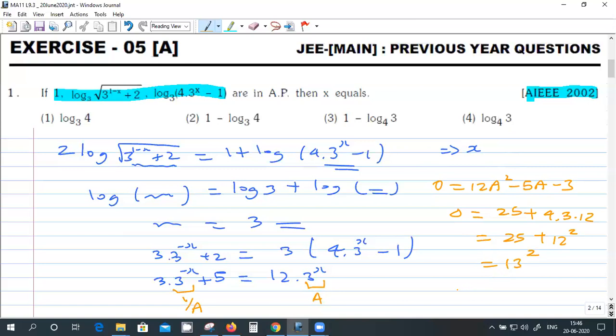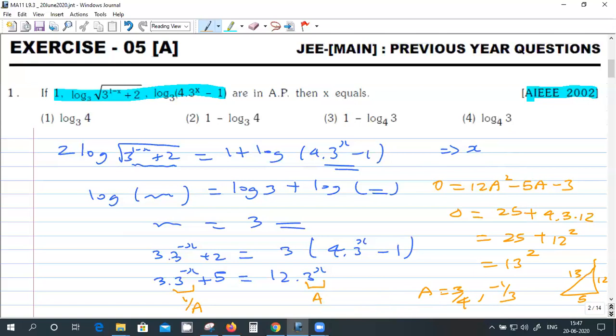Is this clear? Yes, sir. Now 25 plus 12 squared equals 13 squared. Sir, Pythagorean triplet. Yeah, 5, 12, 13. Okay, so now we can find the roots. So a will turn out to be 3 by 4 and then minus 1 by 3.